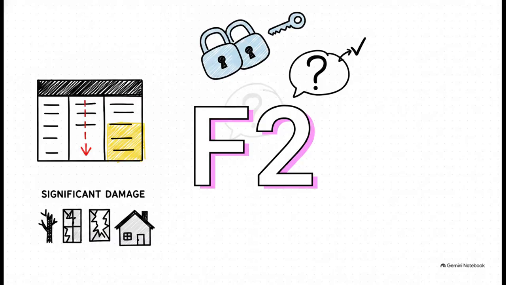Did you get F2? Because if you track that wind speed column down to the 113 to 157 miles per hour range, you absolutely nailed it. And if you followed that row all the way to the right, you'd also know an F2 brings significant damage. Notice how there is zero ambiguity here? The answer is locked right there in the data.